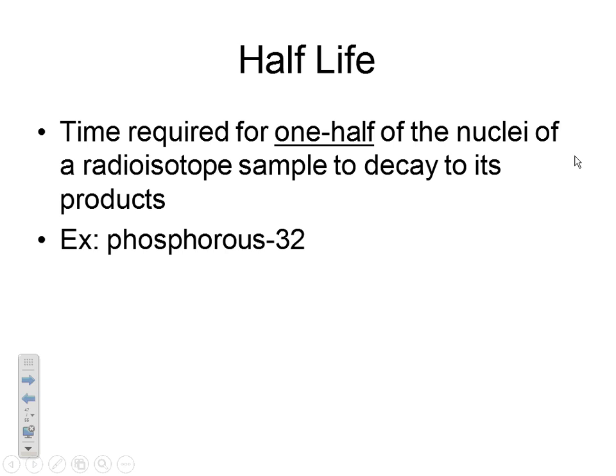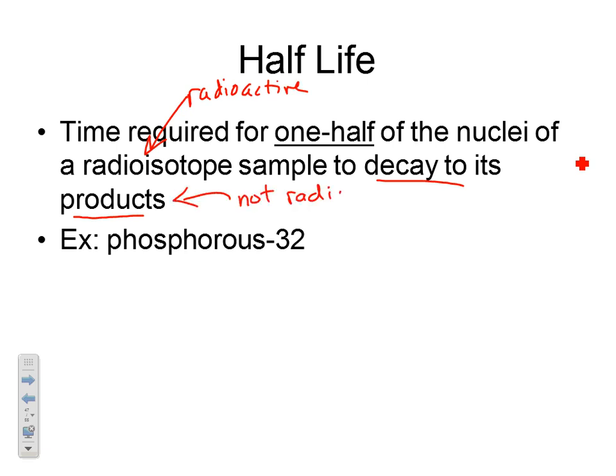So half-life. Half-life you've seen before in earth science. Just as a reminder, half-life is the time required for 1/2 of the nuclei in the radioisotope sample to decay to its products. So what does that mean? Well, first of all, when we say decay to its products, the radioisotope is radioactive. Its products are not. In most cases the products are not; there are a few that have to go through a series of reactions. But half-life is essentially saying how long does it take for half of your sample to become no longer radioactive, i.e. to become stable.